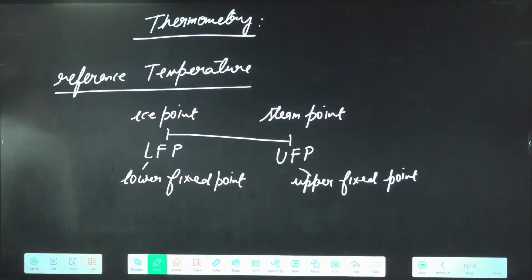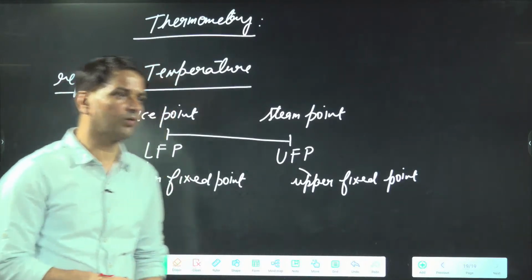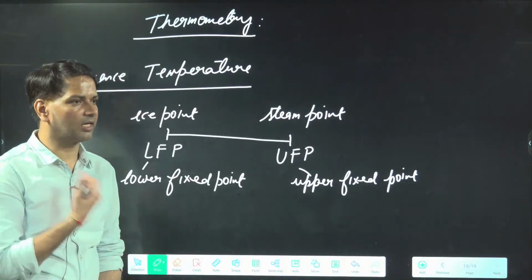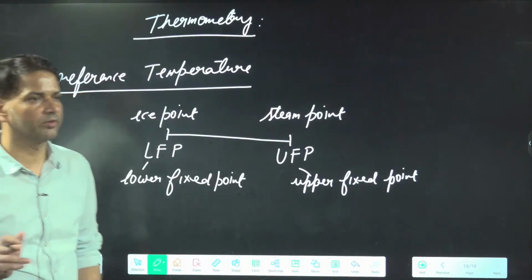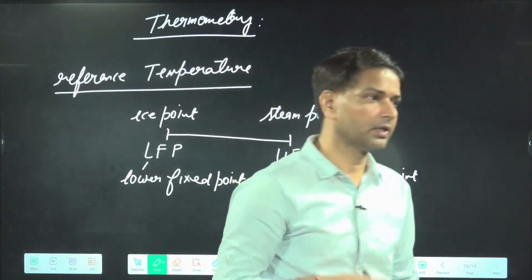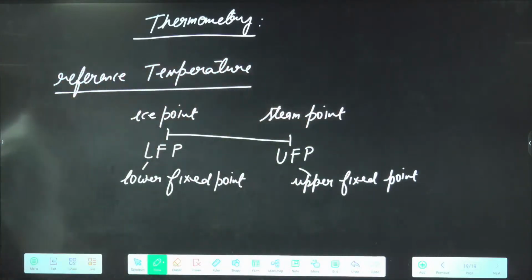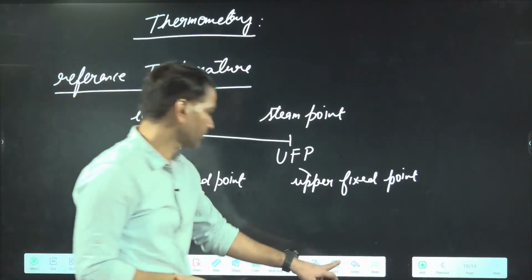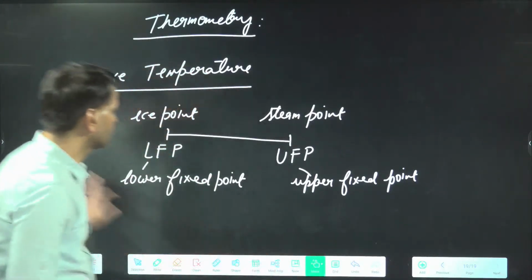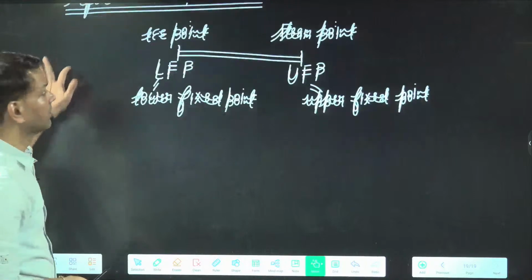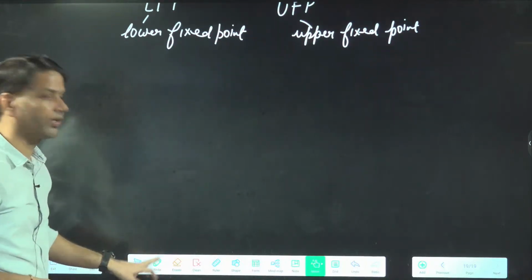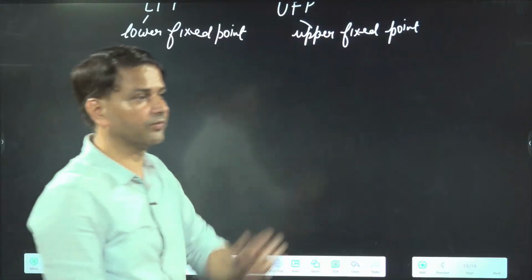So to construct a thermometer we take two reference temperatures. One is the lower fixed point and one is the upper fixed point. The lower fixed point we say is the ice point, and the upper fixed point we say is the steam point. In different scales, LFP and UFP will be different. Now we will learn the different lower fixed points and upper fixed points for the different scales.